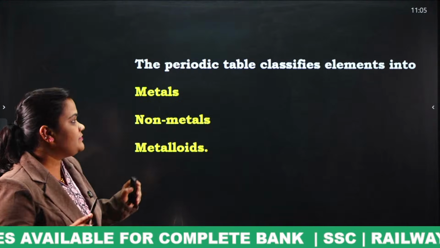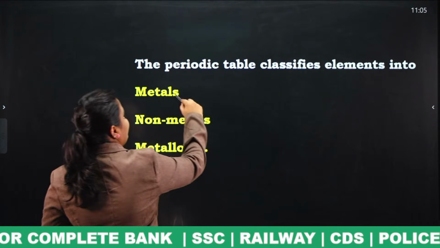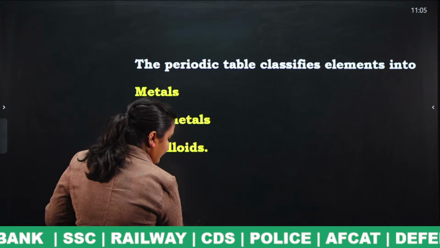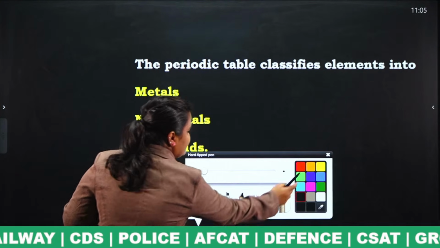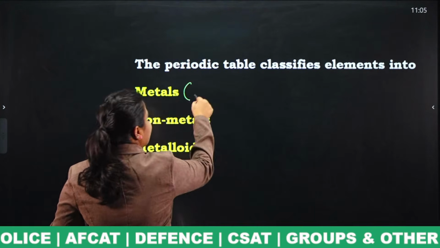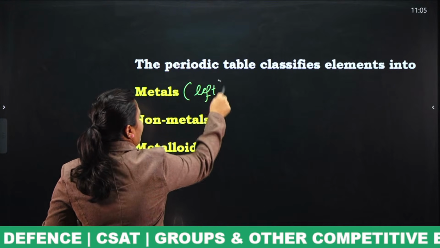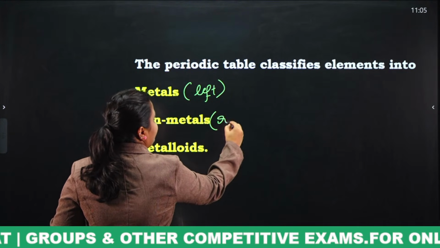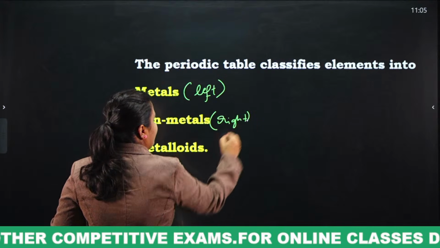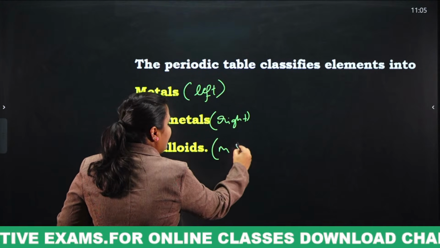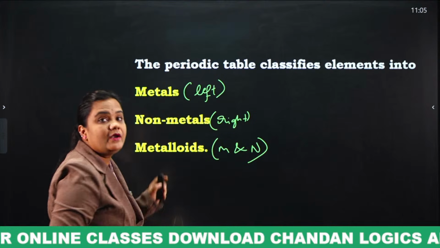As of now, I have just discussed where the metals will be located in the periodic table. The metals are located on the left side of the periodic table, the non-metals on the right side, and metalloids will be in the middle of these metals and non-metals.